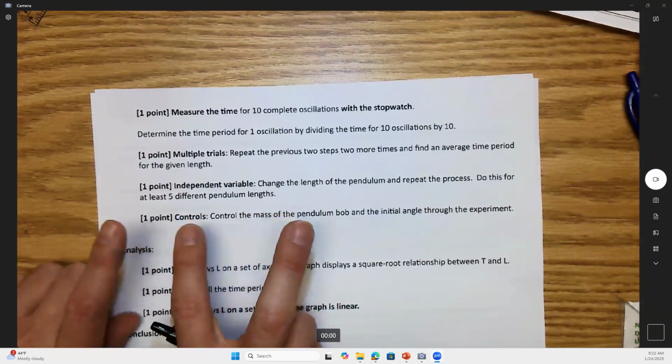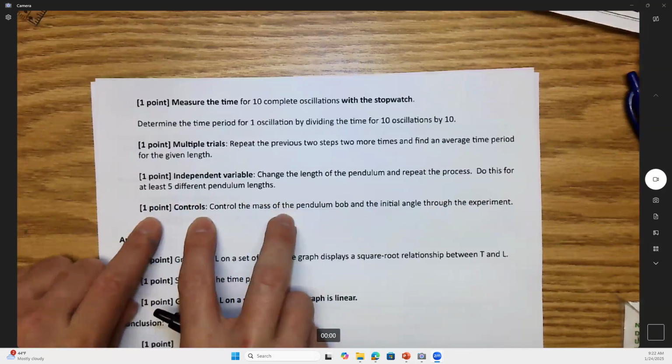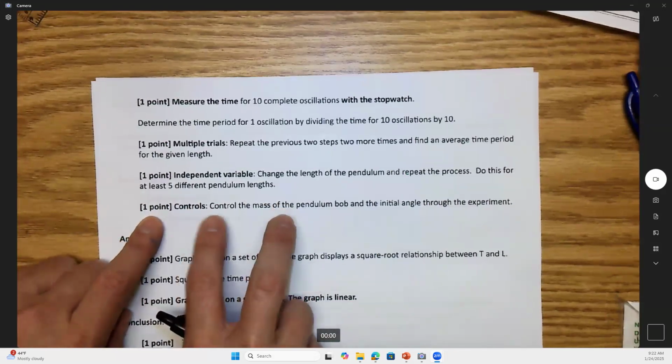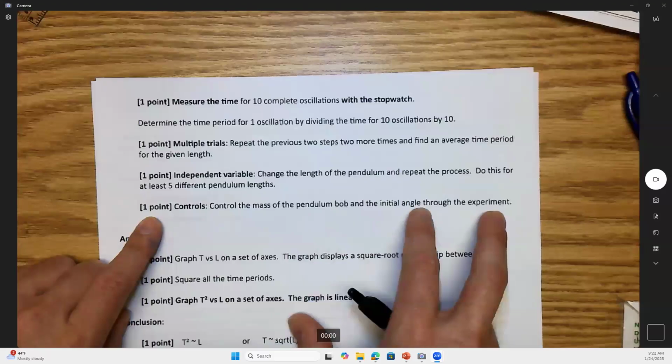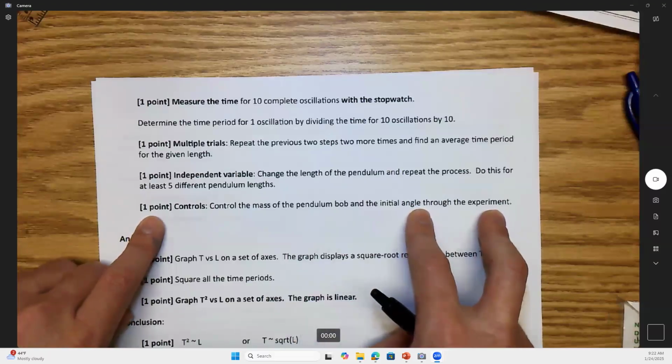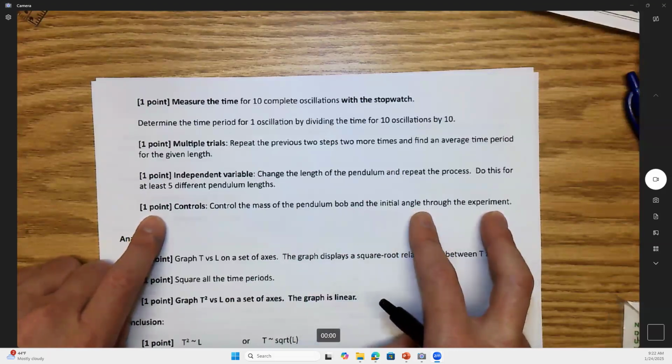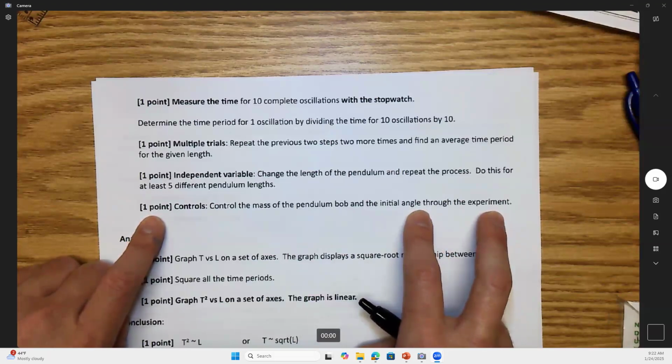Okay. I did throw in a point for controls. I'm trying to get these to add up to 12. So would AP make this point? I don't know. Maybe control the mass of the pendulum bob and the initial angle throughout the experiment. It's probably good practice to specify that those are controls anyway, right? I'm not changing the mass. I'm not changing the angle or the starting angle.